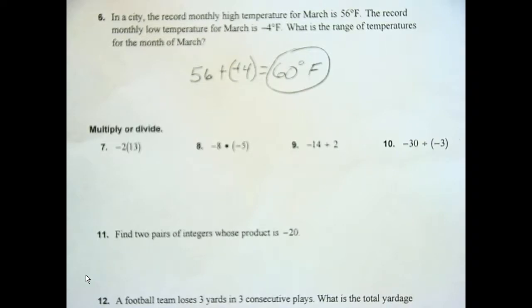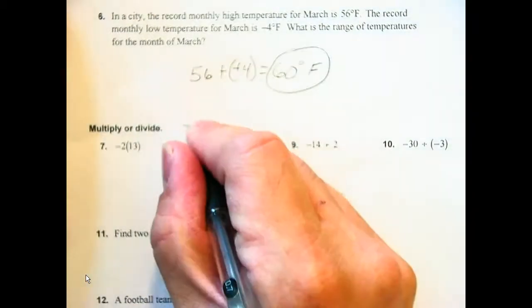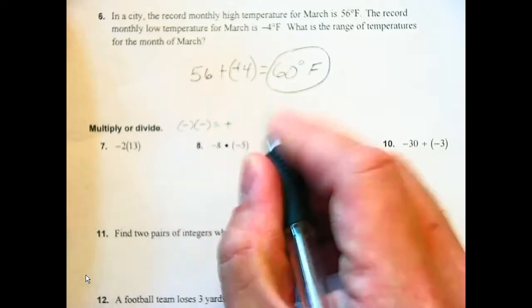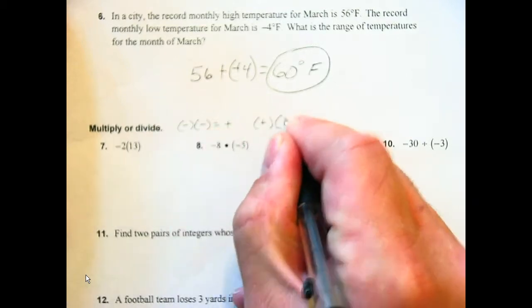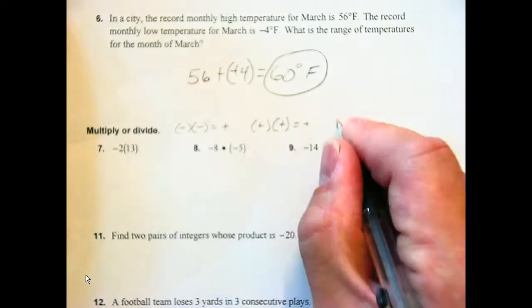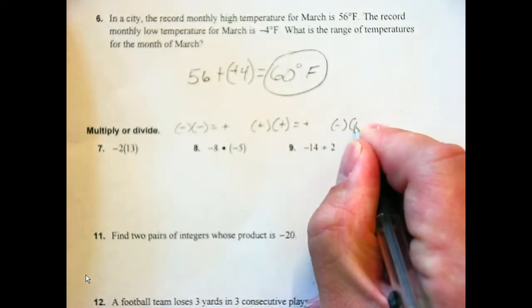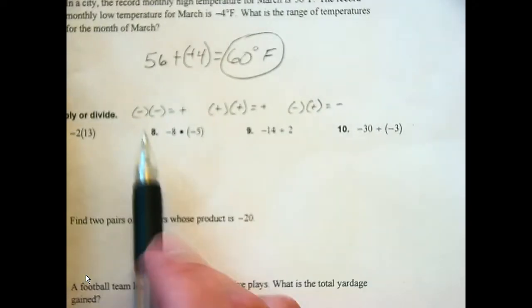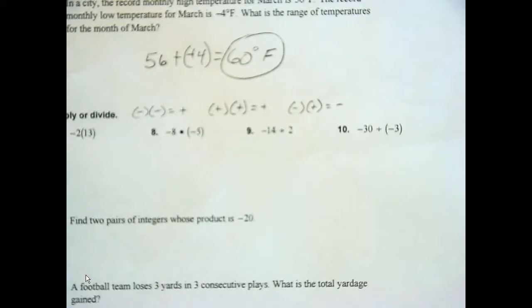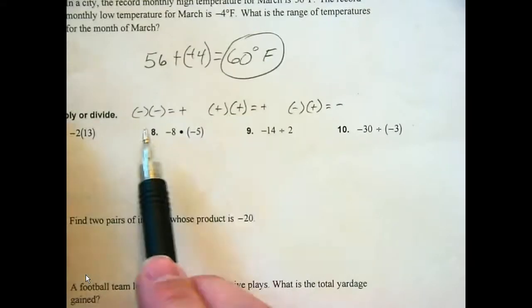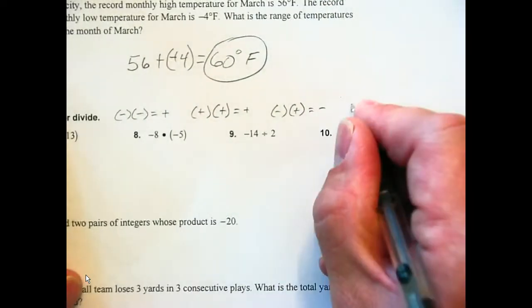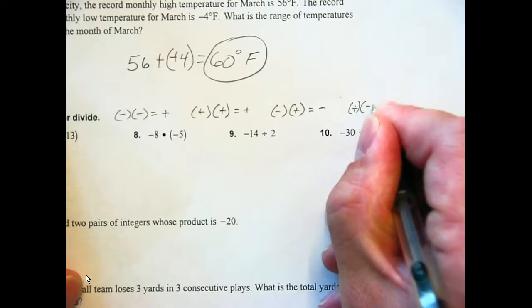Kaylee. Okay, so when you're multiplying two negatives, it's a positive. When you're multiplying two positives, it's a positive. And when you're multiplying a negative and a positive, it's a negative. Good. So good things to write down. If the signs are the same, the answer is positive. If the signs are different, whether it's negative times positive or positive times negative, the answer is negative.